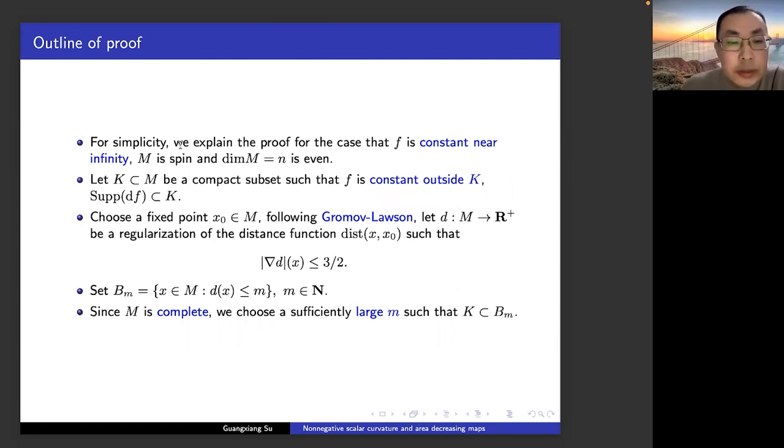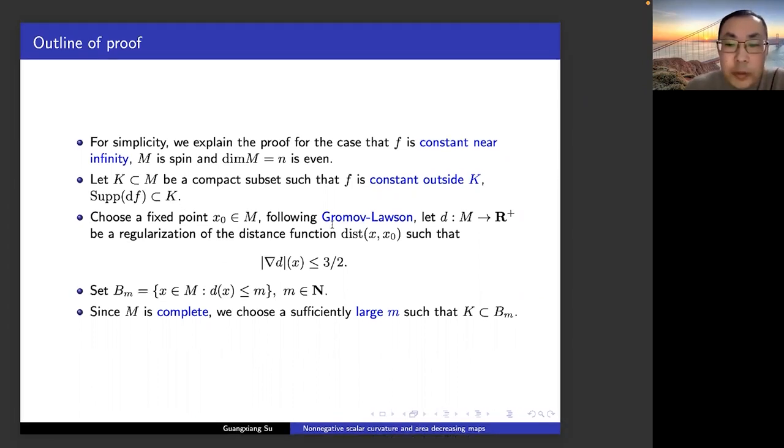For simplicity, we explain the proof for the case where F is constant near infinity, M is spin, and the dimension of M is given. Since F is constant outside a compact set, we can choose a compact subset K such that F is constant outside K. So the support of dF is also in K.